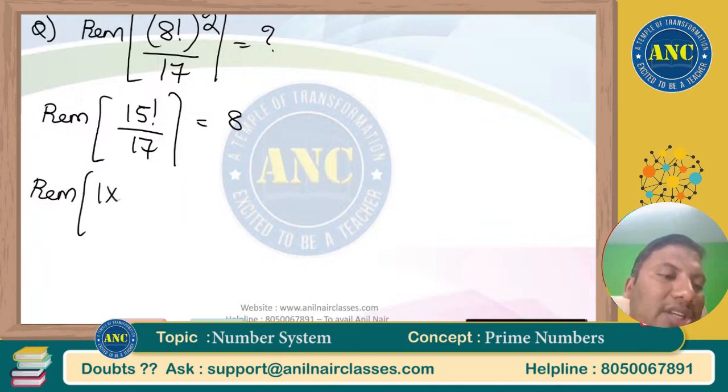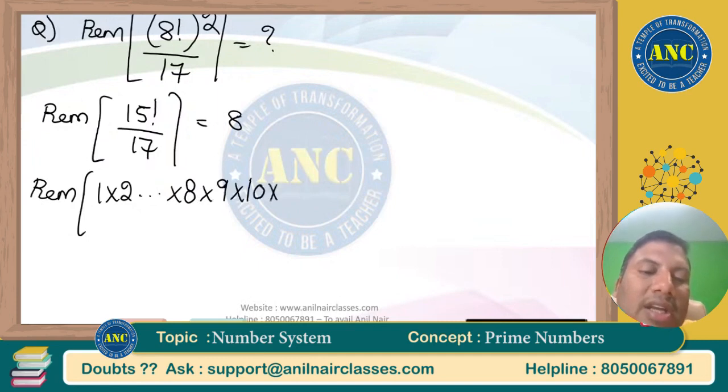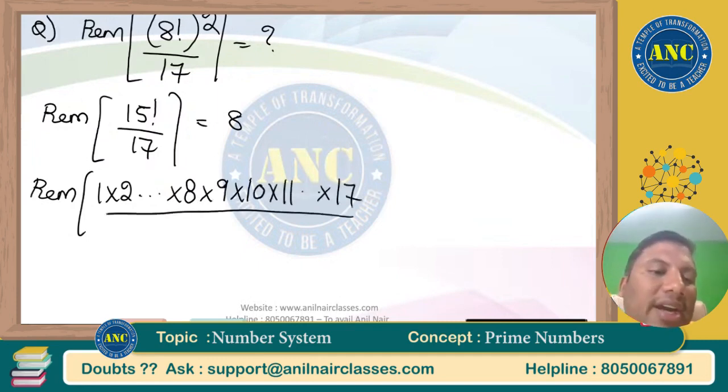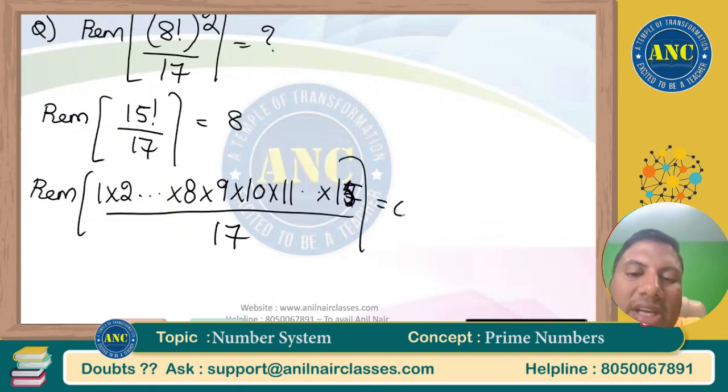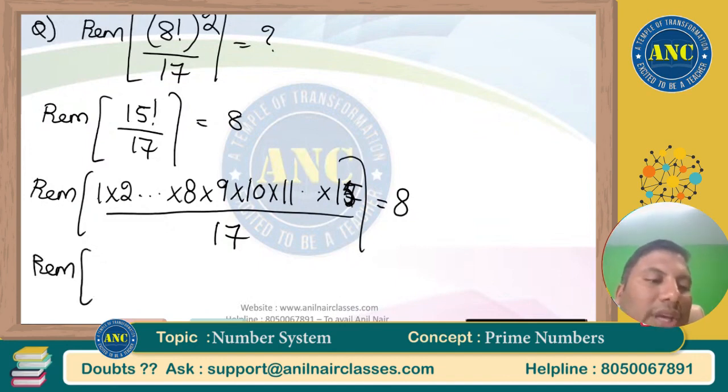15 factorial is 1 into 2 and so on up to 8, 9, 10, 11 and so on up to 15. 1 to 8 gives 8 factorial. I hope it is clear.